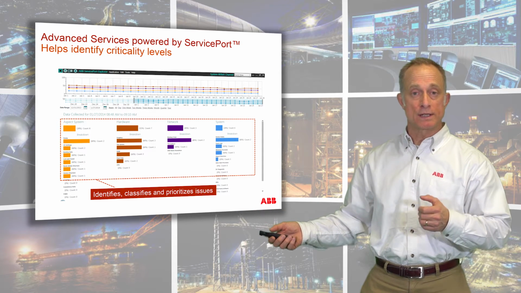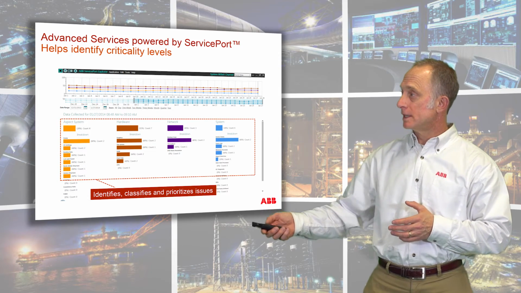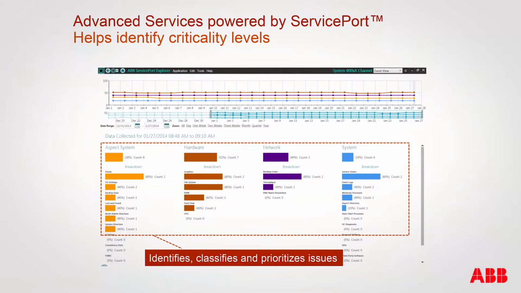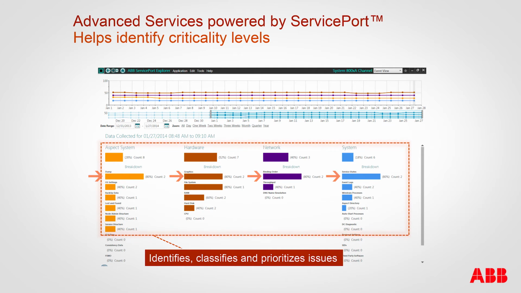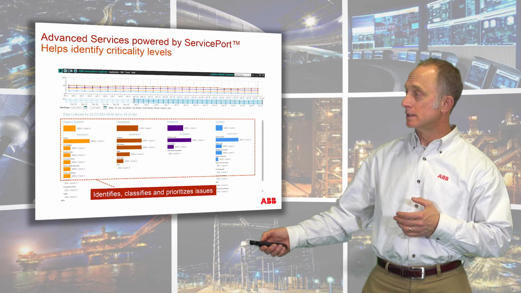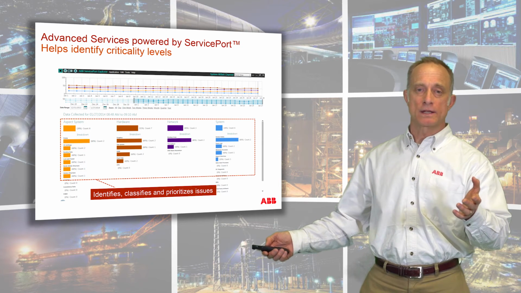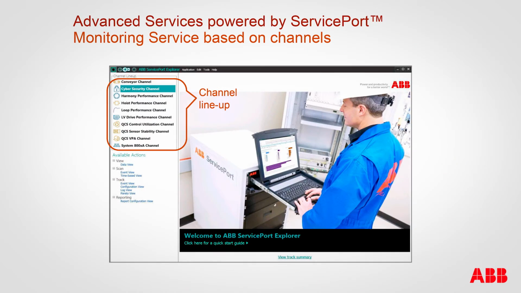Here's a typical screen that you'd see in a fingerprint report or on the ServicePort itself that would show the systems or subsystems or components that we are monitoring or gathering data from with the advanced service. And with this size bar, we see events that might indicate that that piece of equipment needs to be looked at more closely, or that component needs to be looked at more closely. So again, that would be a great contributor to a customer undertaking a reliability-centered maintenance program.